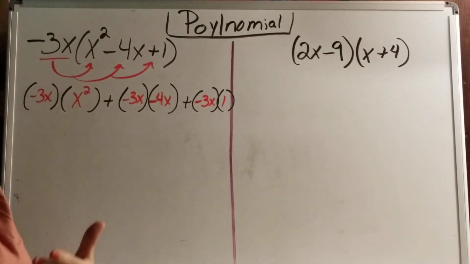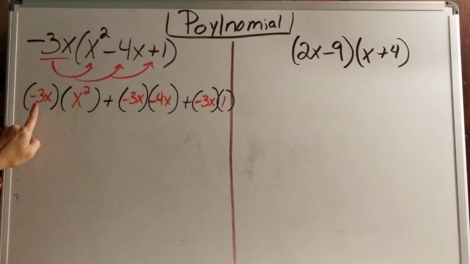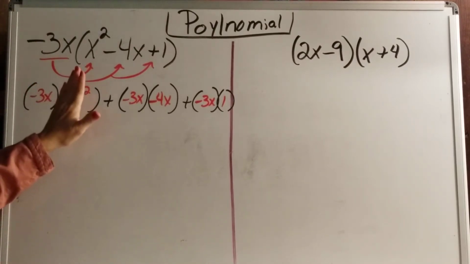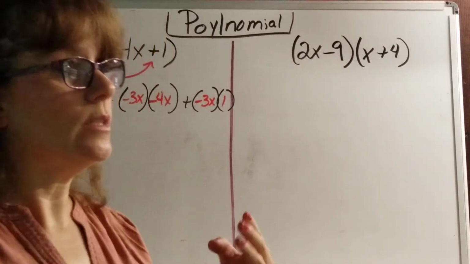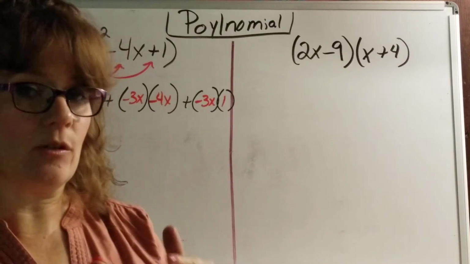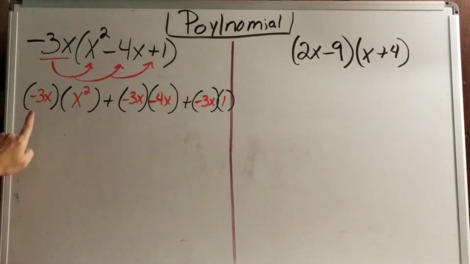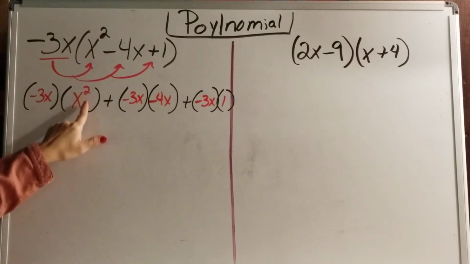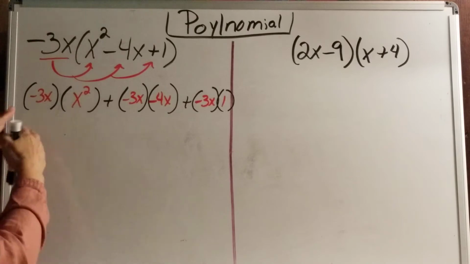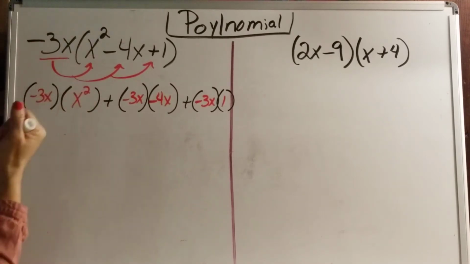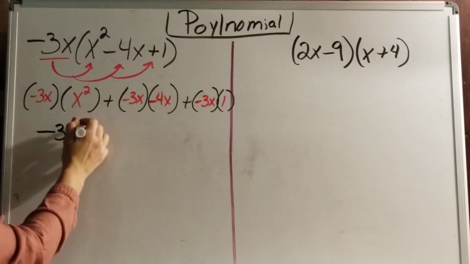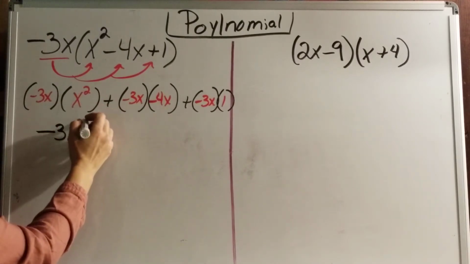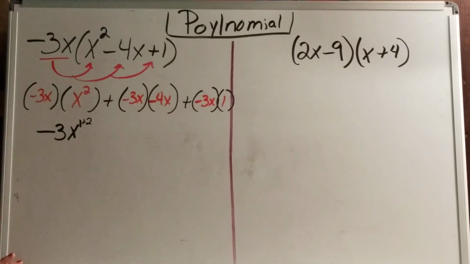And then in this next step, I'm going to clean it up. I have negative 3x times a positive x squared. The exponent rules state that if you take a like base and multiply them together, you add the powers. My like base is x. I have a power of 1 on this x and a power of 2 on this x. So I'm going to say negative 3 times positive 1, which is negative 3. And then I have x to the first power times x to the second, which means I add the powers.